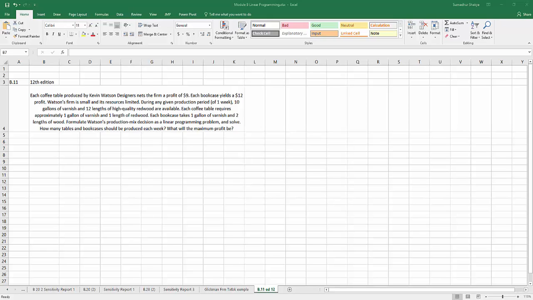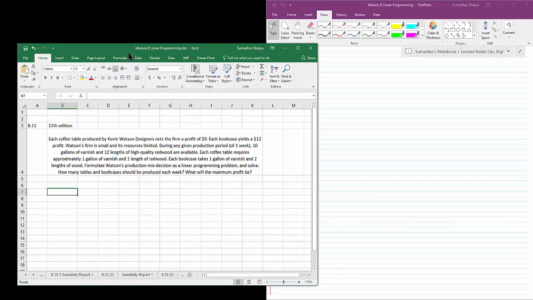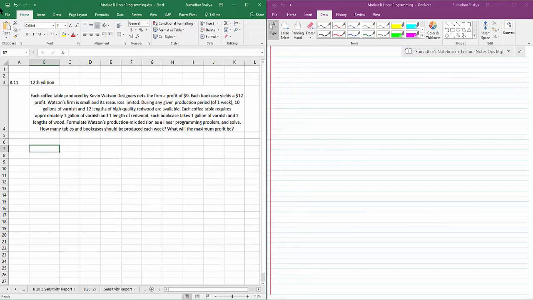This is problem number 11 from module B of linear programming from the 12th edition of operations management. Now let's try to solve a maximization problem wherein each coffee table by Watson Designers sells for $9. They also sell a bookcase that yields $12. So let's bring this to a point wherein we can visualize the problem.